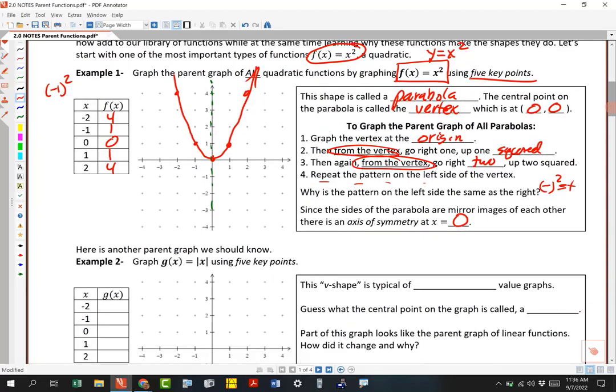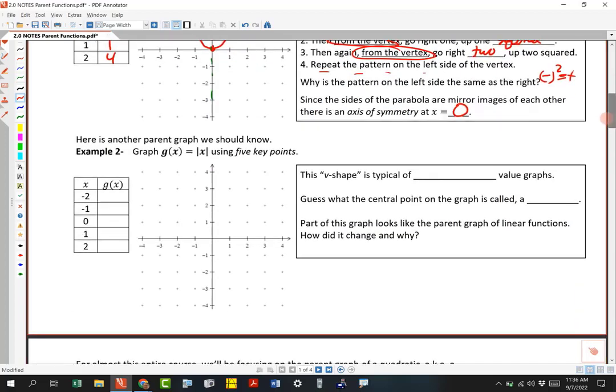Okay, we're going to come back to that. I appreciate Angela asking the question about how I was counting. Again, it's from the vertex. Right 1, up 1 squared. Right 2, up 2 squared. From the vertex again, go left 1, up 1 squared. We're going up because when we square, it always ends up being positive. Everybody good there? Okay, so here's the next one.